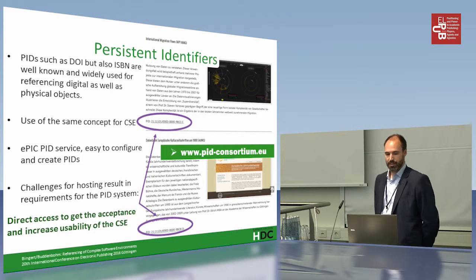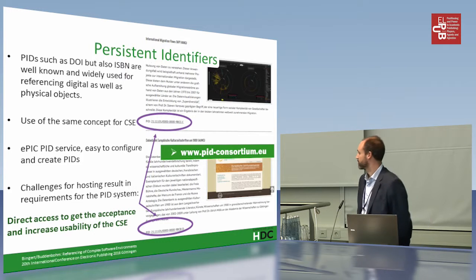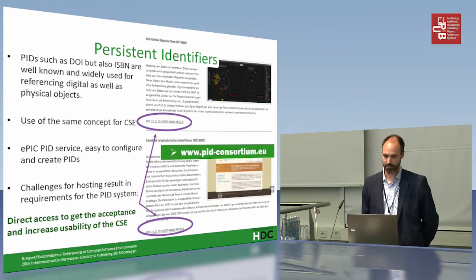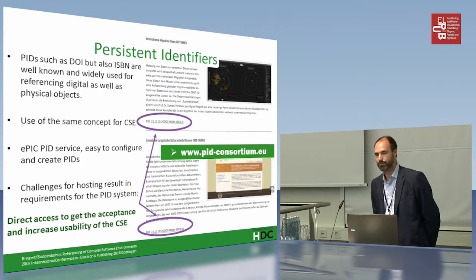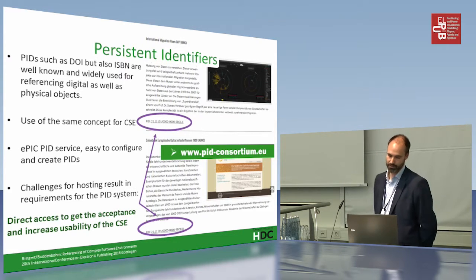How do we do this? We use persistent identifiers. Persistent identifiers are a well-known thing. They are already used quite often in publications, and you know them typically from DOIs or URNs. And this is the same concept we would like to use for the complex software environments. They should be citable in the same way.